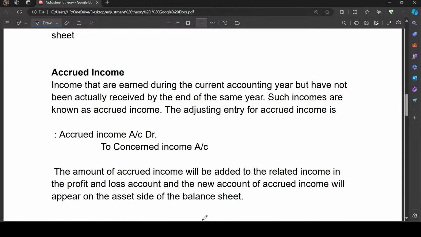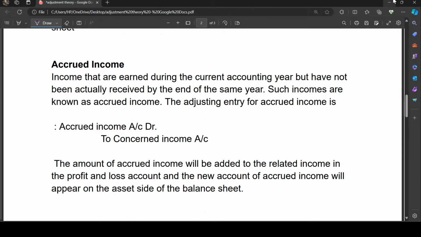And in accrued income, we have incomes that are earned during the current accounting year but have not been actually received by the end of the same year. Such incomes are known as accrued income. The adjusting entry of the accrued income is accrued income account debtor to what? It's debtor to the concerned income account. This is the journal entry.